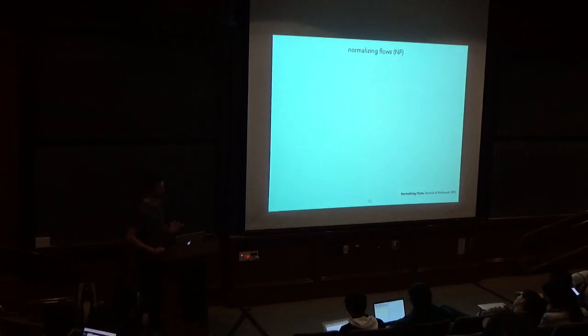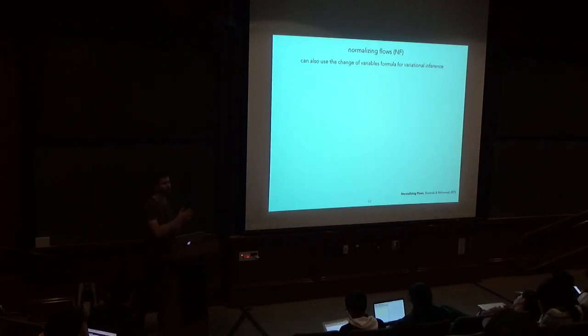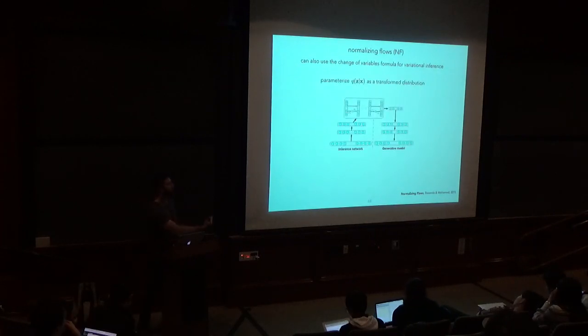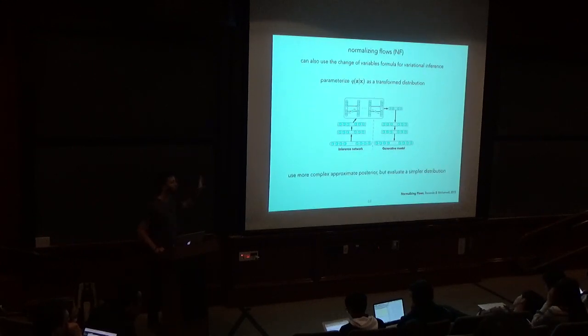So this idea has also been applied to variational inference, like we talked about before, where instead of having a simple approximate posterior distribution, you can start with a simple base distribution and then apply these transforms to get a much more complicated approximate posterior, which tends to give better performance in practice. This is another application that uses similar mathematical frameworks.